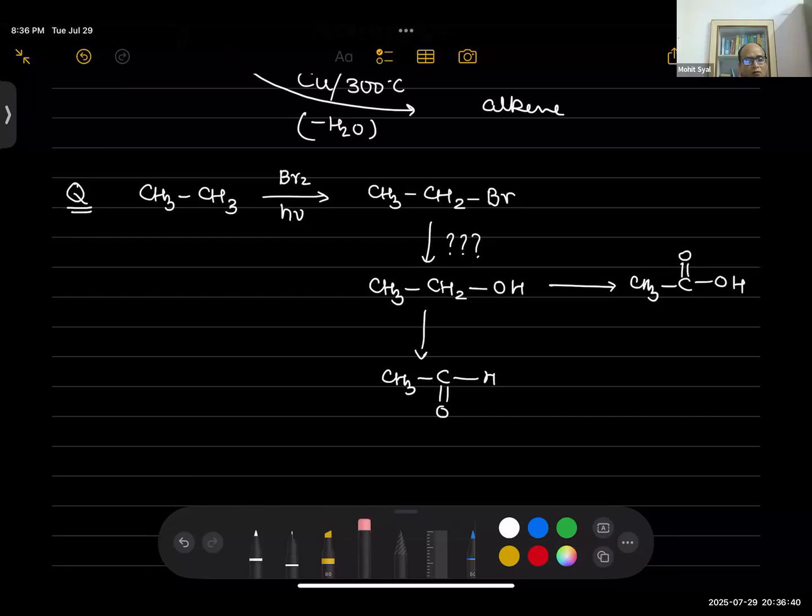So what should we take? We can take some base, right? KOH. Is it clear or not? K plus and OH minus. Got it? Aqueous KOH. Then once you have this, this is a substitution reaction. OH is coming in and Br is going out. Then what you are going to get.